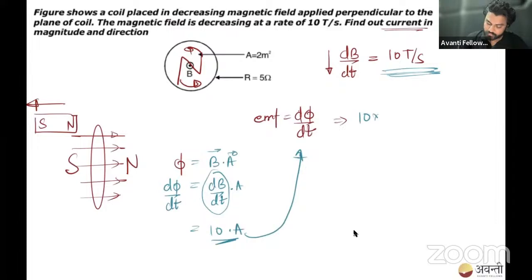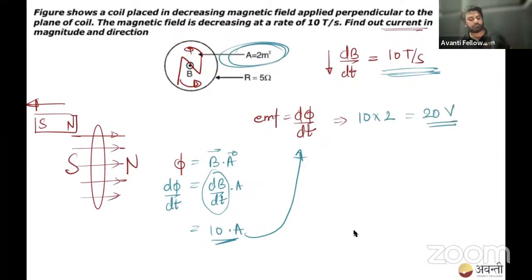How much is the area? Area is 2 meters square. So 10 into 2, it is 20 volts. Please note it quickly. Very less time. If any doubt is there, please ask.